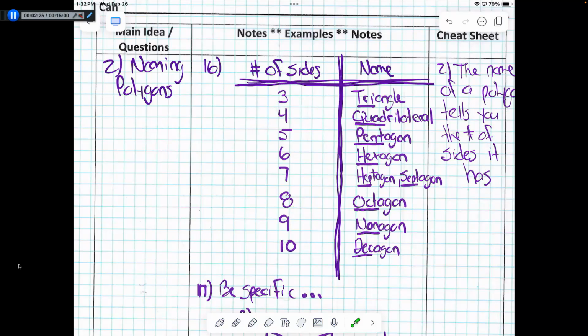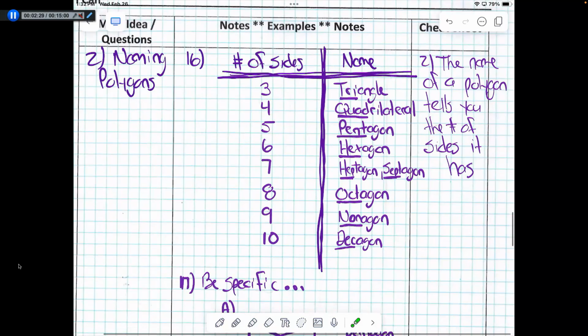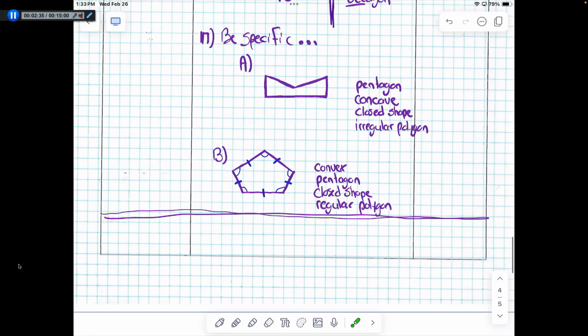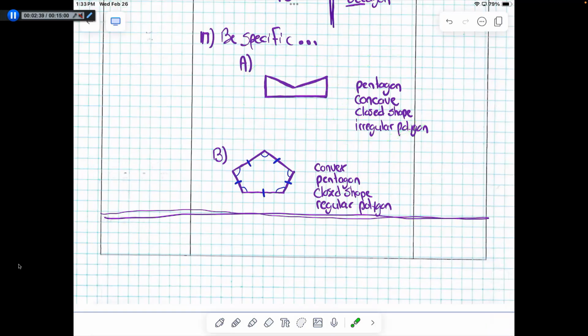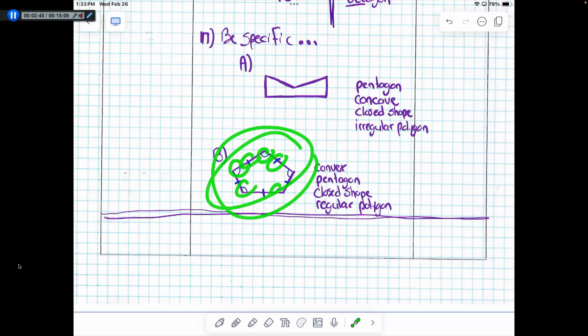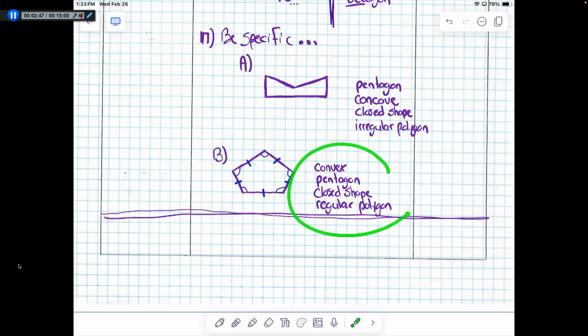Yes. So hex must mean 6 because a hexagon has 6 sides, right? Yes. Cool. And what does gon mean again? Side. Number of sides, right? Down here, this shape can be described by all these words, can't it? Yes. It's a pentagon, it's concave, it's closed, it's an irregular polygon. This shape, using its congruent markers and angle congruent markers, can all help us describe the attributes of that as well, right? Yes. We cool?